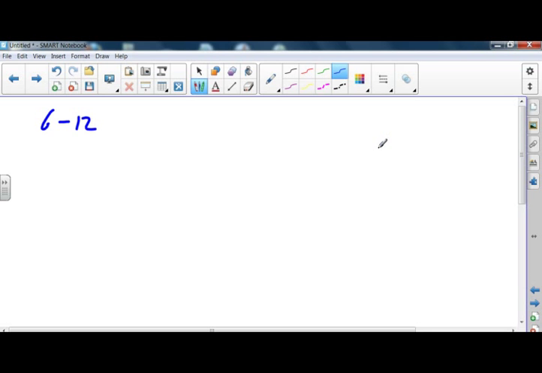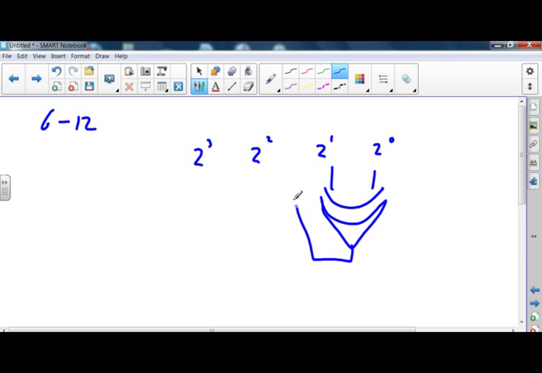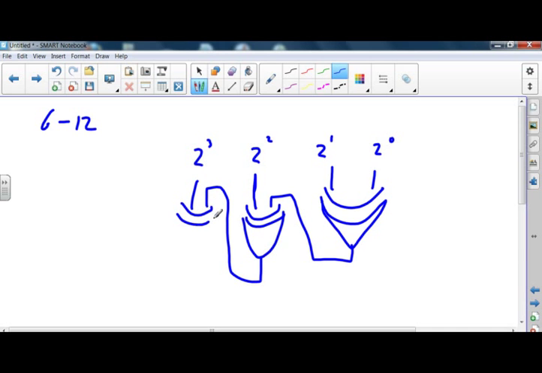Okay, so I got the least significant bit, the next bit, the next bit, and the last bit, the most significant bit. And I'm going to bring these two into an exclusive OR. And then I'm going to bring this one into that next exclusive OR. And then I'm going to bring that into an exclusive OR. And I'm going to say this is my parity bit.